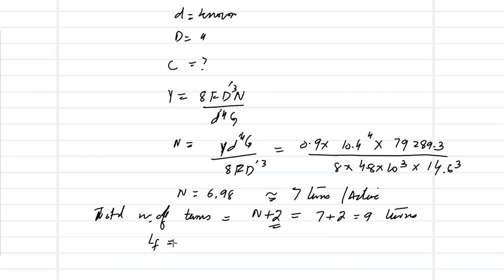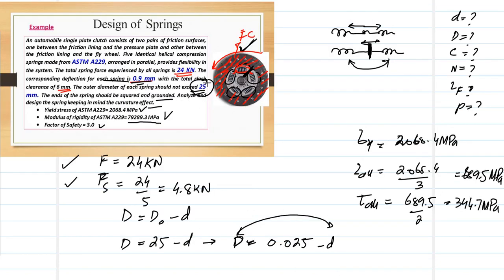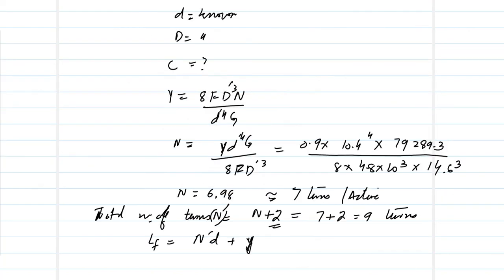Now the free length is N prime, which is the total number of turns, times the wire diameter plus the deflection, plus, now the clash clearance is given. Clash clearance means the total clash clearance must be 6 mm. Okay? So rather than putting the value of 0.15 of Y max, we just put the value of 6. So this must be the clash clearance between springs. Clear? So that value will come out to be 9 into the wire diameter 10.4 plus deflection 0.9 plus 6.